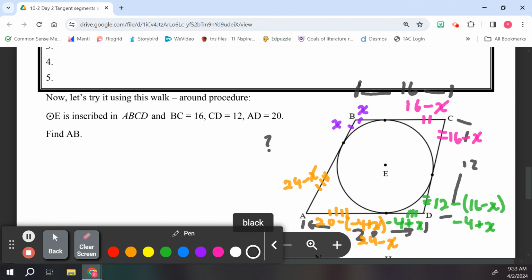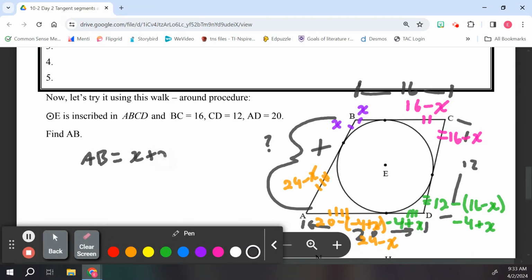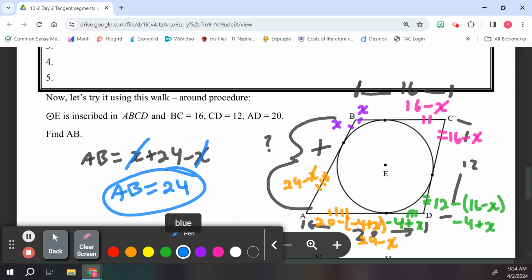Is everybody with me so far as to where all that came from? Okay, so now we're going to add these together. So AB is going to equal X plus 24 minus X. Cancel the X's, so AB is equal to 24. Does that make sense?